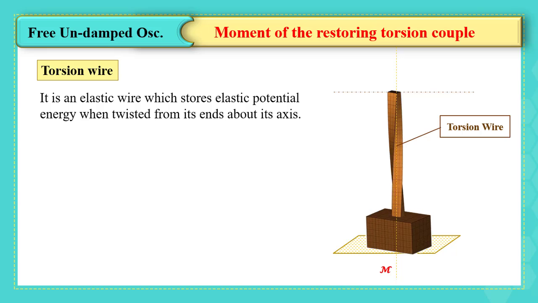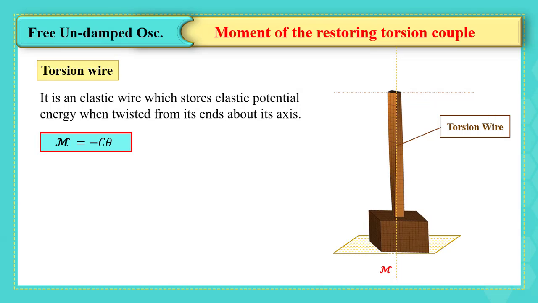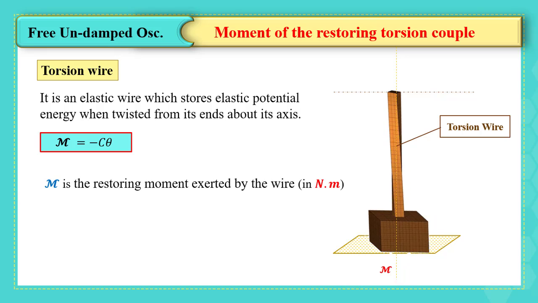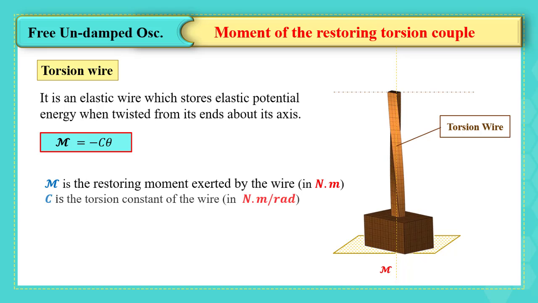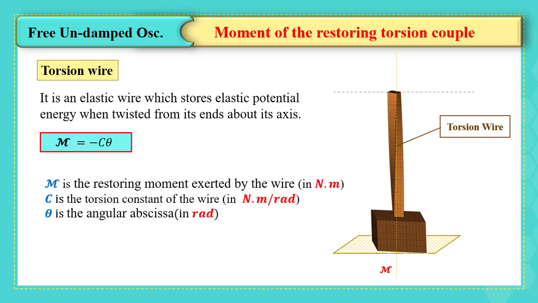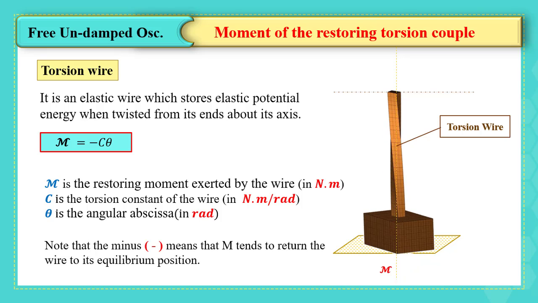The moment of the restoring torsion couple is proportional to the angular displacement theta, and it is given by the moment M equals minus C theta, such that M is the restoring moment exerted by the wire in Newton meter, C is the torsion constant of the wire, theta is the angular abscissa in radians. Note that the minus sign means that M tends to return the wire to its equilibrium position.